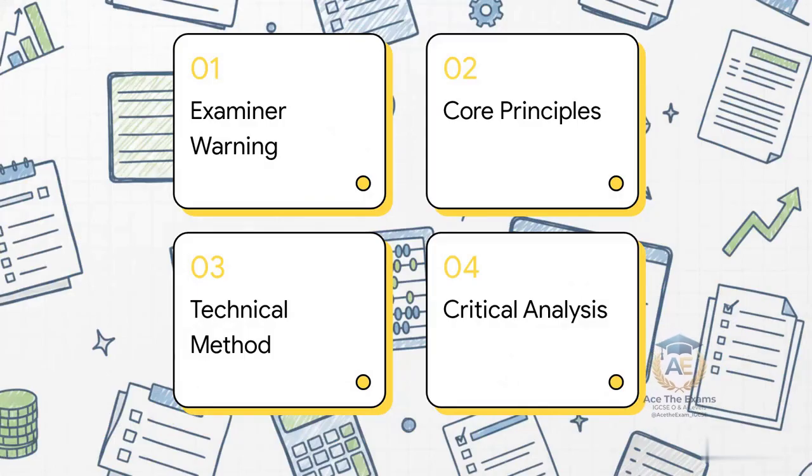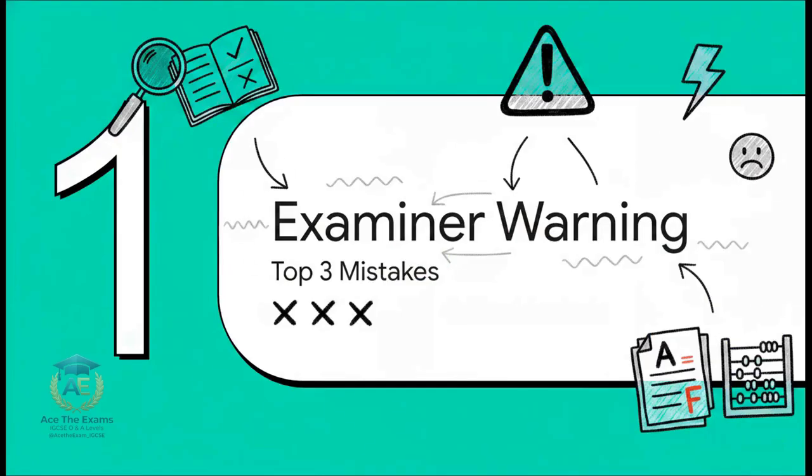To ensure you don't fall into that trap, we're going to move rapidly through 4 key areas today. First, the examiner's warning. Second, 3 core principles. Third, the technical methodology. And finally, evaluation and critical analysis. Let's kick things off immediately with Section 1, the examiner's warning.